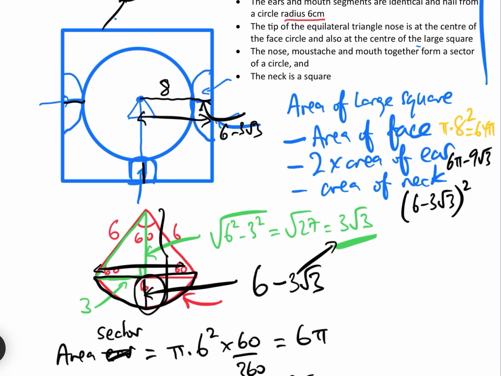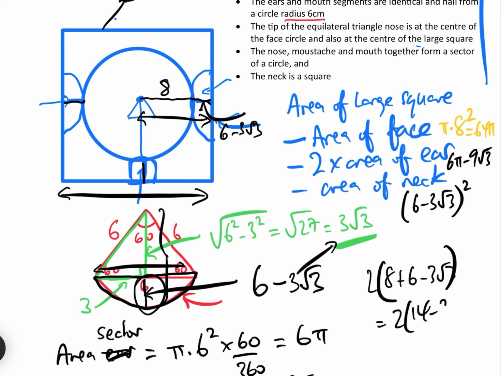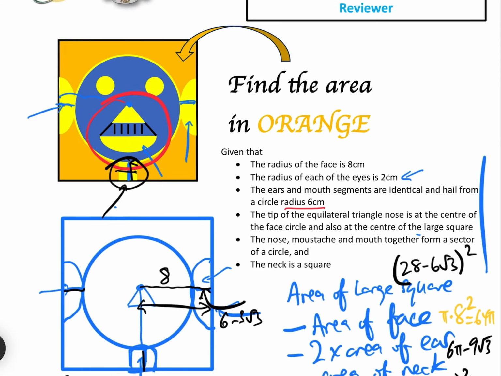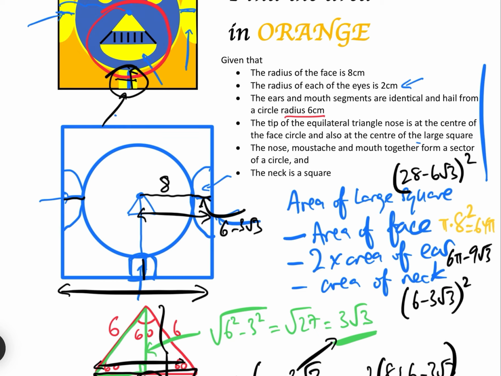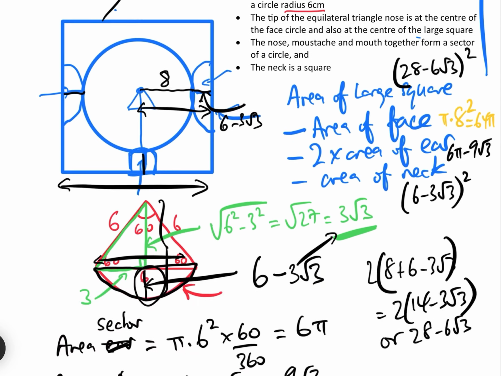So therefore, half of the width of the square is 8 plus 6 minus 3 root 3. And so therefore, the entire length of the square is 2 times that, which equals 2 times 14 minus 3 root 3, or 28 minus 6 root 3. And so therefore, the area of the square is 28 minus 6 root 3 squared, because we know it's a square. Okay, so now we can put all of this together, remembering the area of the orange part is equal to the area of the large square minus the area of the face minus 2 times the area of the ear minus the area of the neck.